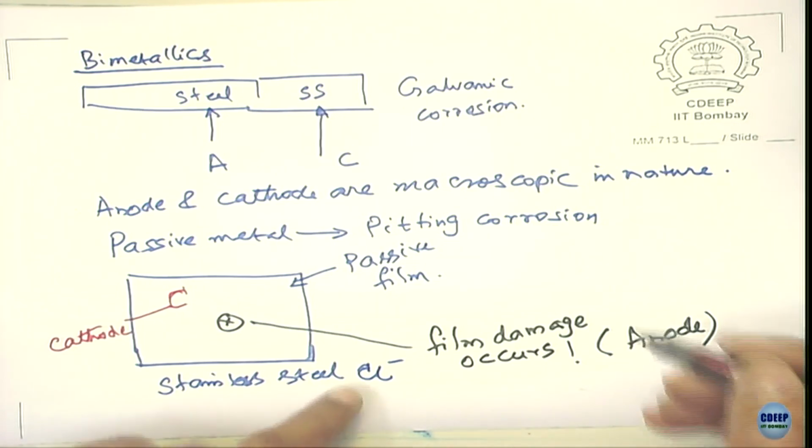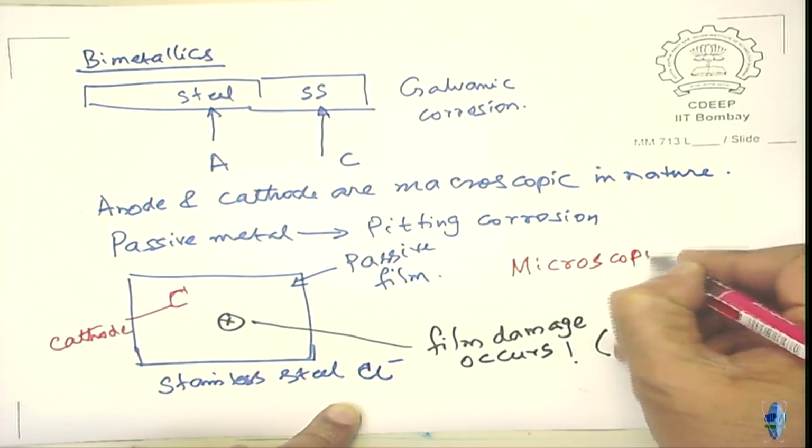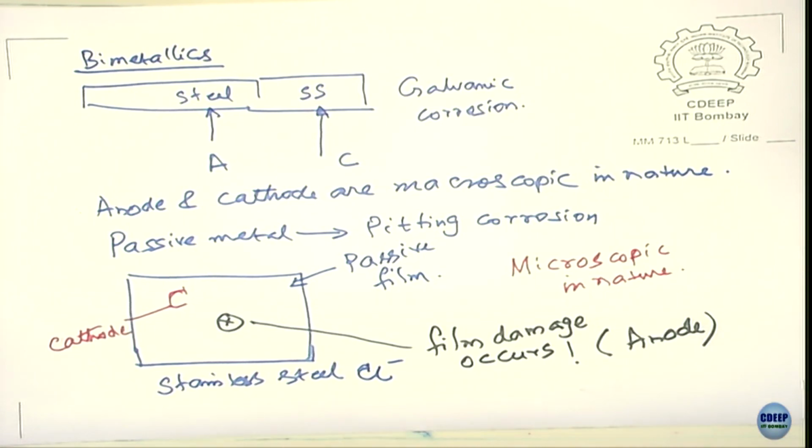Please look at, this is microscopic. It is microscopic in nature at least to start with, you know, it may become macroscopic with time as the pit grows. You can see it with a magnifying glass, sometimes we can see it with the naked eye. And this is another microscopic form of corrosion, which is called pitting corrosion. We can have the other type of microscopic corrosion.